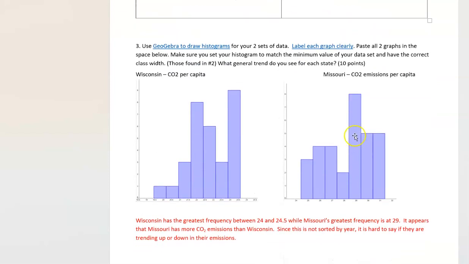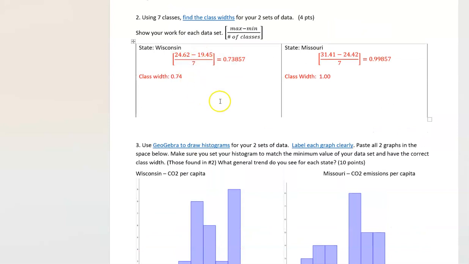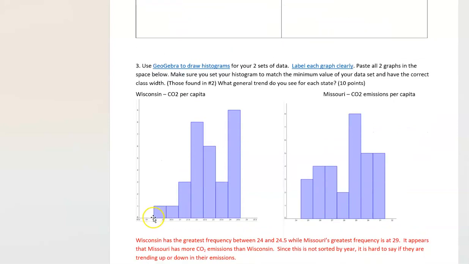Next thing you're going to do is draw histograms. I use GeoGebra, that's what I prefer, but if you want to use something else, it's okay, as long as your histogram is correct. Notice that I have 1, 2, 3, 4, 5, 6, 7 classes. Each bar represents a class. It is a histogram, and I have made sure that my starting point is my minimum value, 19.45, sorry, and then my maximum value is over here.